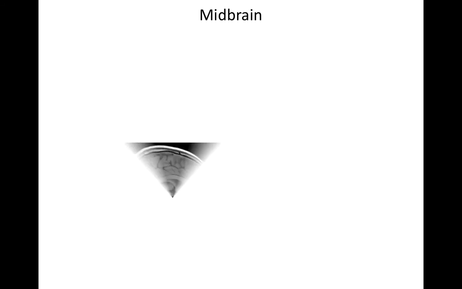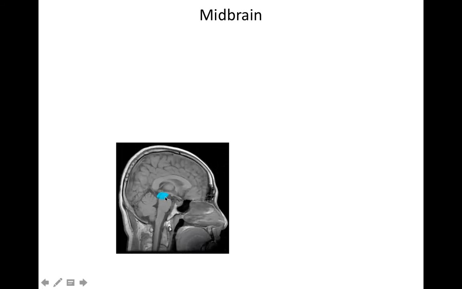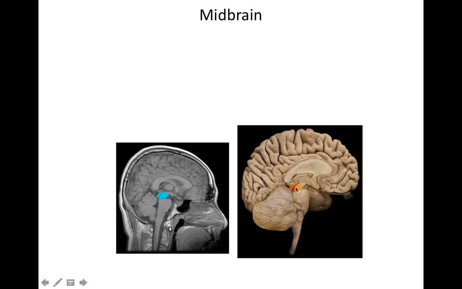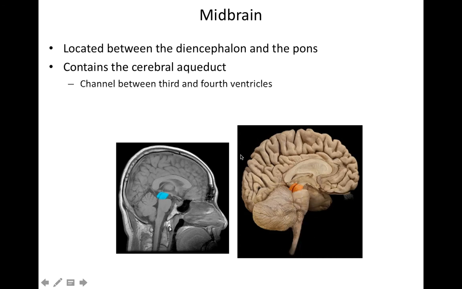The midbrain, so now again, we're just continuing our movement in the rostral direction. So here's that. You can see it here on a sagittal model. Here we're talking about the area between the diencephalon, this area here, and the pons. It's where the cerebral aqueduct runs in terms of the ventricular system.